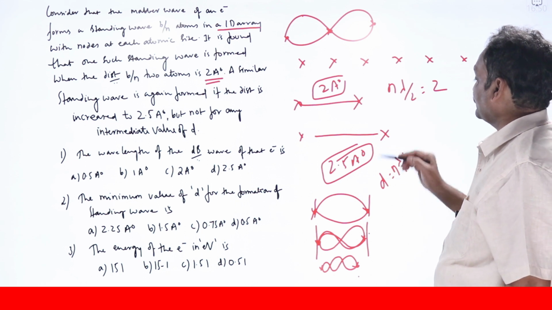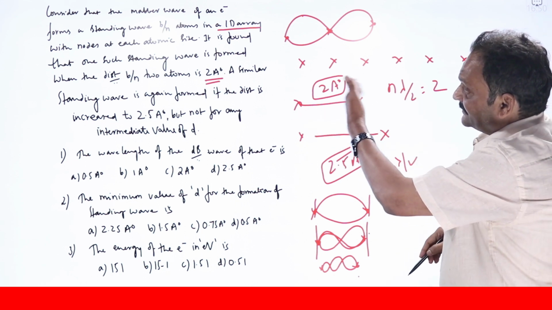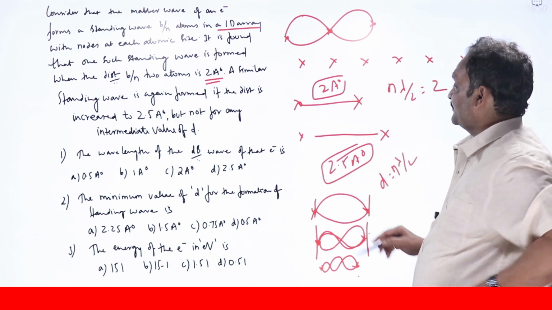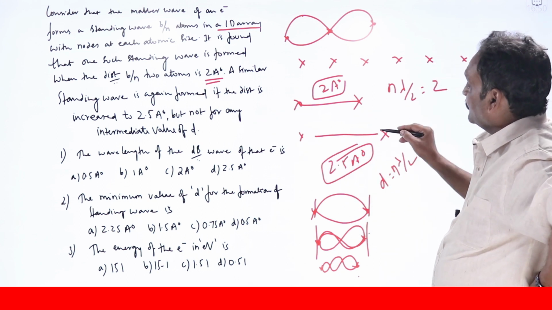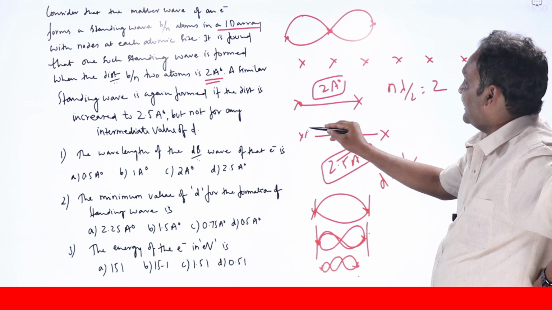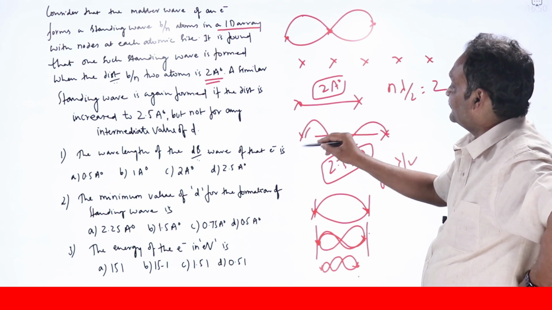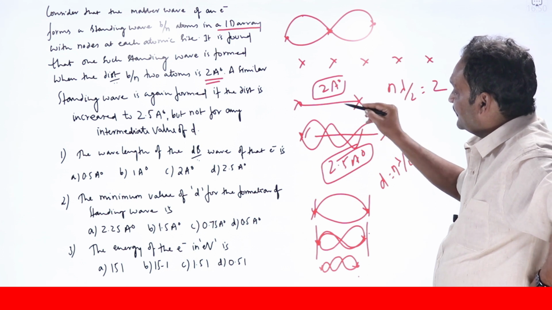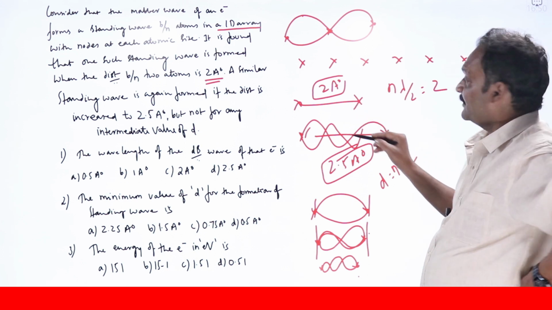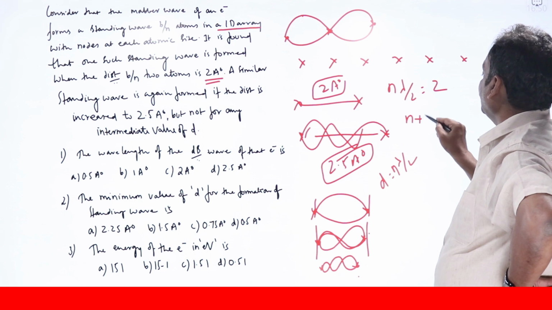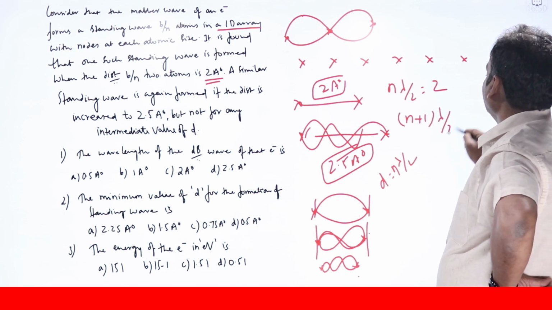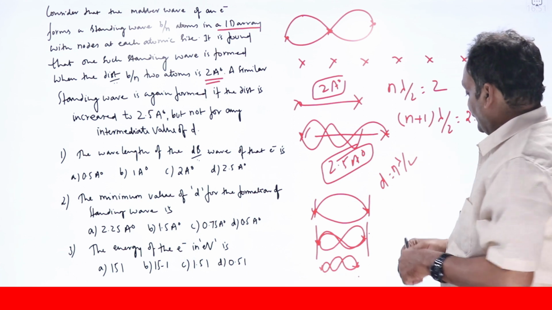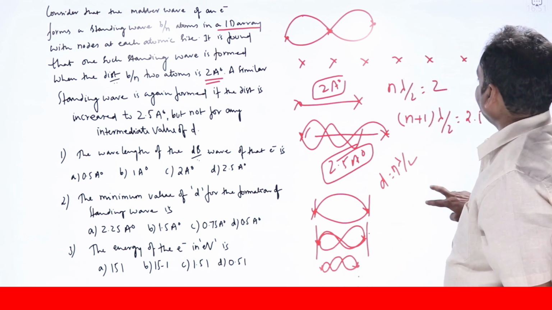Okay, right, next one. The next similar standing wave is again formed if the distance is increased to 2.5 angstroms. Means what? If this is the nth mode, here also another standing wave pattern is observed between these 2. Whatever it is, if this is the nth mode, this should be the n plus 1th mode. That is, n plus 1 into lambda by 2 is equal to 2.5.